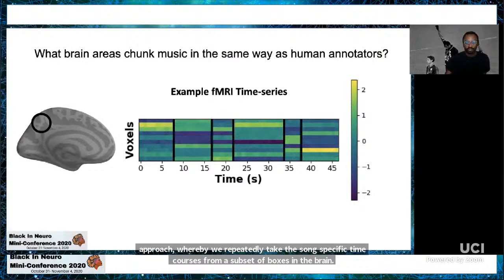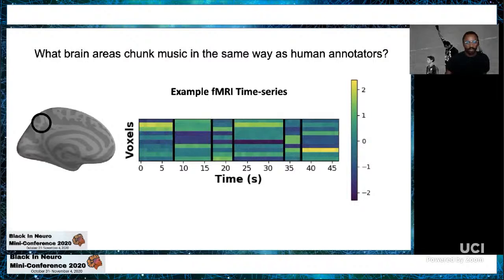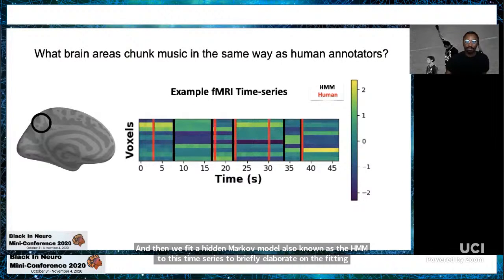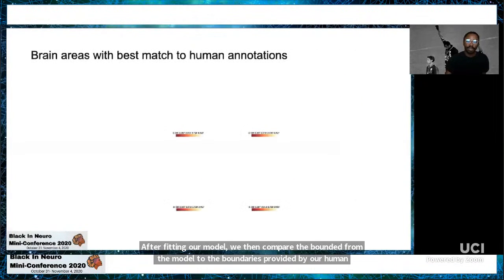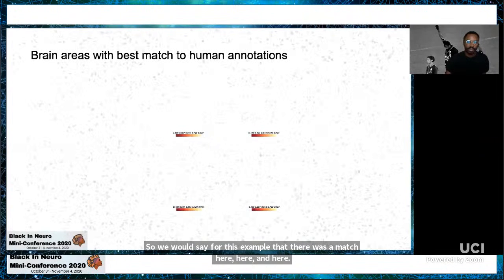After fitting our model, we then compare the boundaries from the model to the boundaries provided by our human annotators, here in red. We counted the pair as a match if the human annotations fell within 3 seconds of an HMM boundary. So we would say for this toy example that there was a match here, here, and here. We then quantified this match by comparing the true match score to match scores from a null distribution of shuffled boundaries. The brain areas which had the best matches to the human annotations across all 16 songs are shown here.